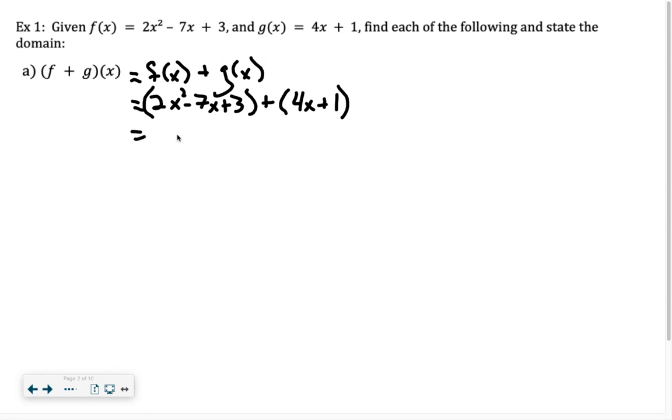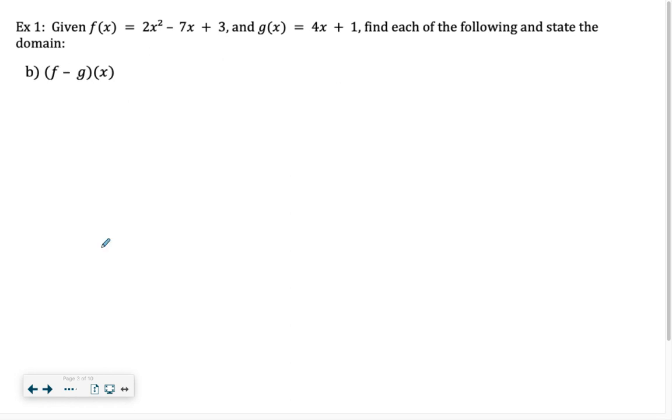So I've got x's that I can combine. Negative 7x plus 4x would be negative 3x, and 3 plus 1 would be 4. So here is my f plus g of x. All we're doing is adding the functions together. Same thing for subtraction. We said this just means f of x minus g of x.